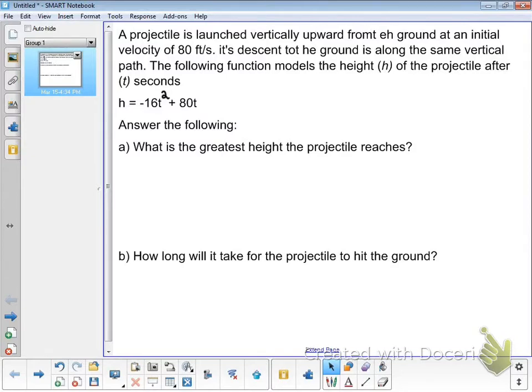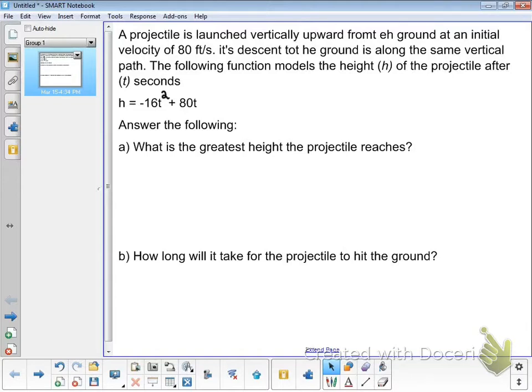So, looking at the problem on the screen, a projectile is launched vertically upward from the ground at an initial velocity of 80 feet per second. Its descent to the ground is along the same vertical path. The following function models the height h of the projectile after t seconds. We're given h equals negative 16t squared plus 80t. Answer the following. A, what is the greatest height the projectile reaches? B, how long will it take for the projectile to hit the ground?